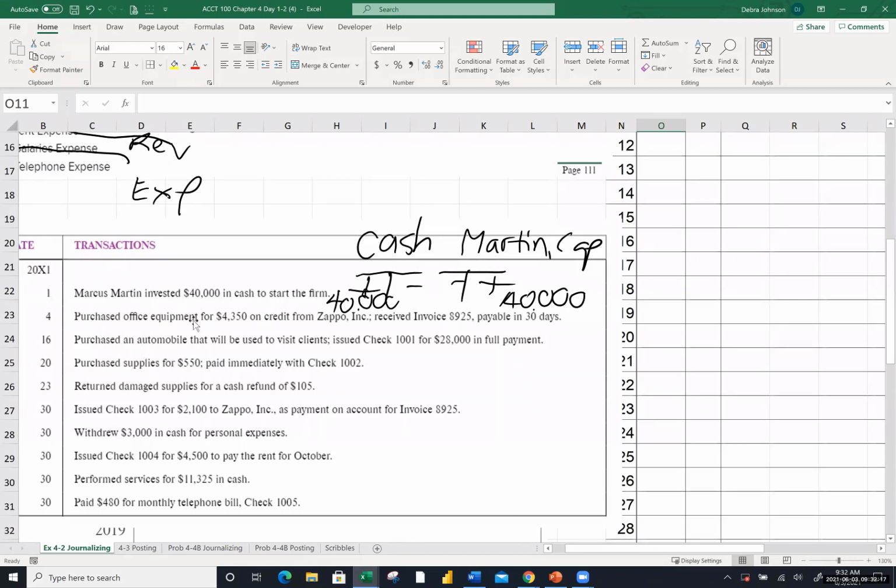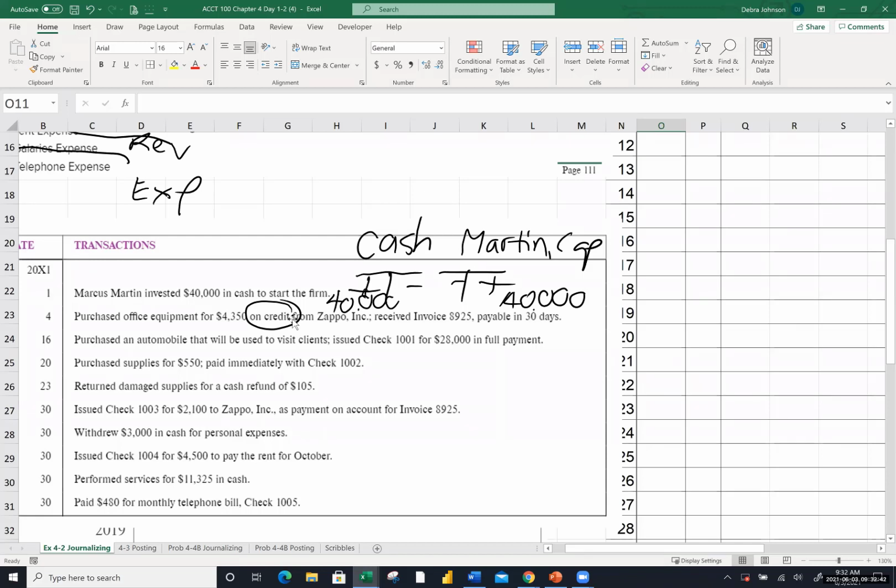Okay, next one, purchased office equipment on credit. So again, same mental mechanics. Think about the 2 accounts involved in this one. We're buying office equipment, so that's going to be 1 account. And we're buying it on credit. That means I'm going into debt. That means I'm going to use accounts payable.